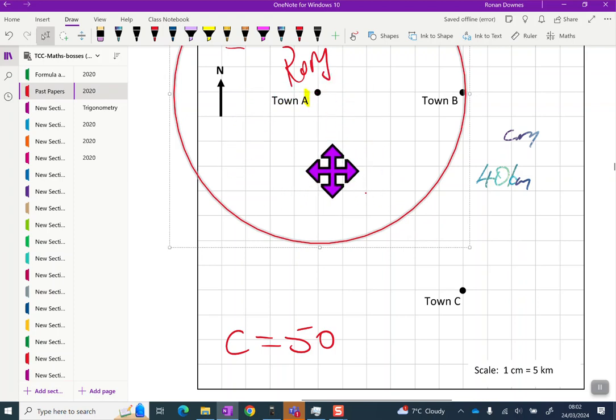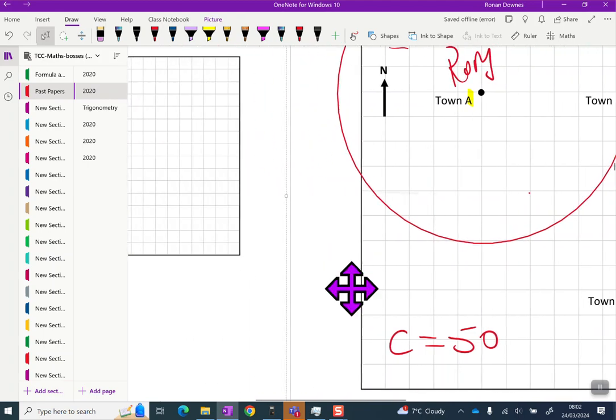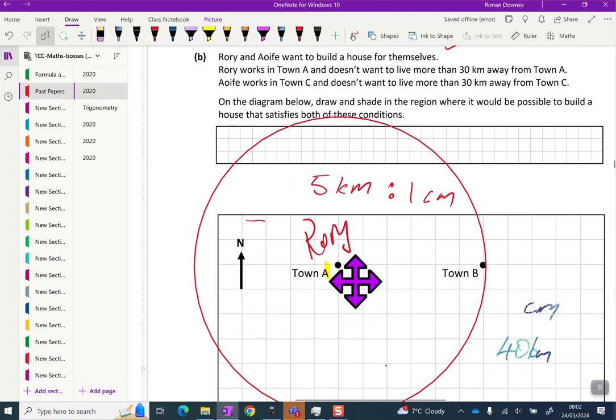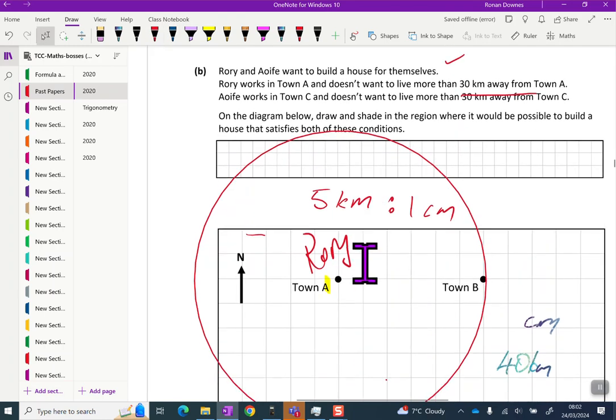Okay, and it'll be a similar circle. Now you could do that much easier with your compass. You just put your point on this point, open out your pencil part of the compass to B, and draw that arc. Now, the rest of the question is above. Aoife works in C and doesn't want to live more than 30 kilometers either, so I hopefully can make a copy of this circle and move it down over C.